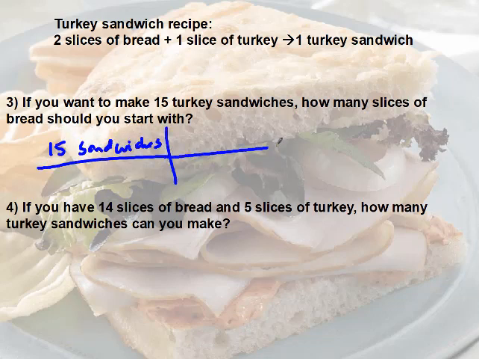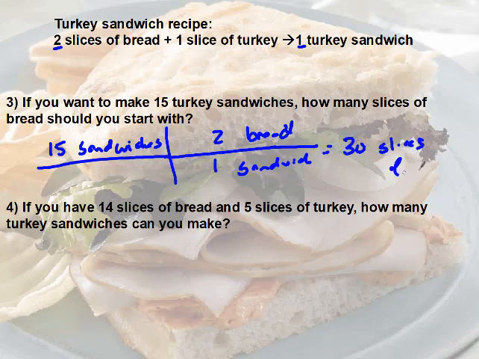So for this first one, we had sandwiches, so knowing how many sandwiches I need to make, I can work backwards and say I have sandwiches on bottom and I'm trying to find bread. Well, just like before, there's 2 slices of bread for every 1 sandwich, so I would need 30 slices of bread.